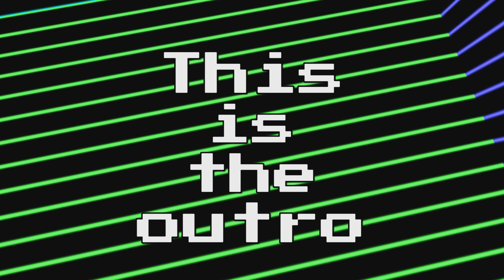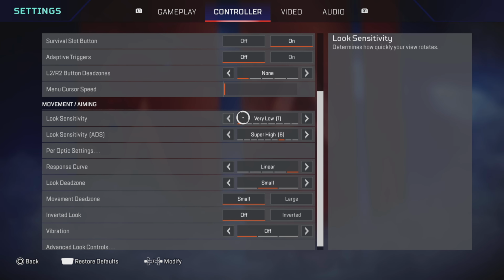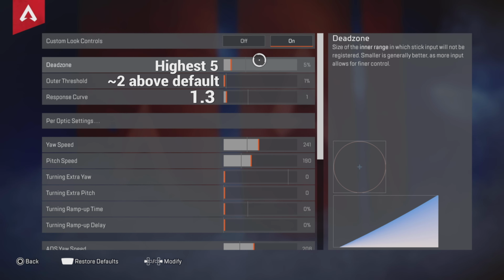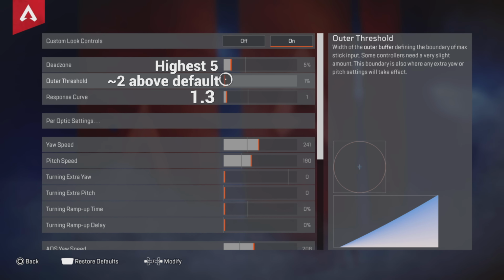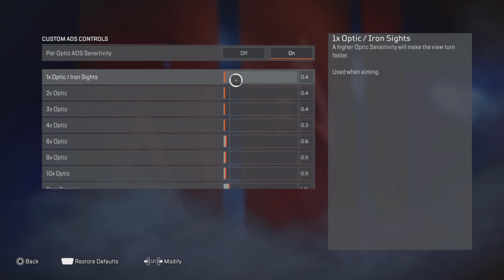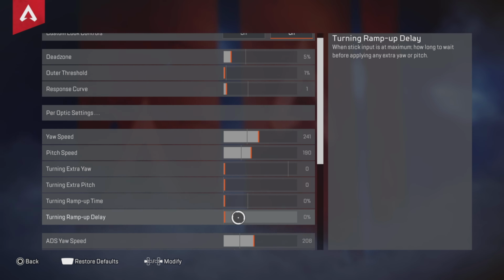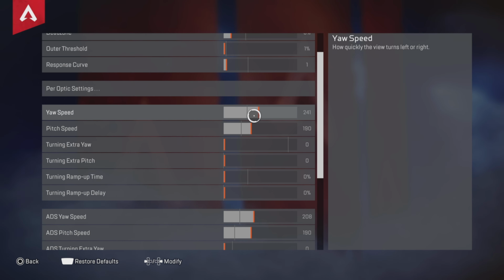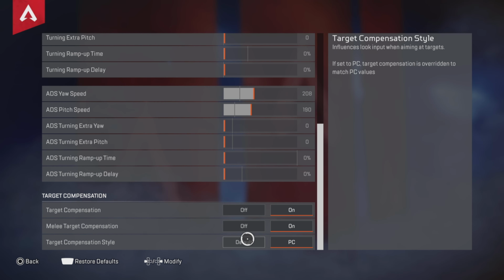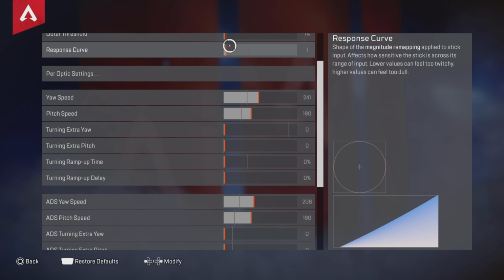I've been playing at 110 linear, no slow zone, maximum slow zone, high 5, 2 above default, 1.3, low point 4, low point 4, low point 4, high point 3. Numbers aren't really set in stone right now because I don't know if I'm going to stay at this outer threshold.